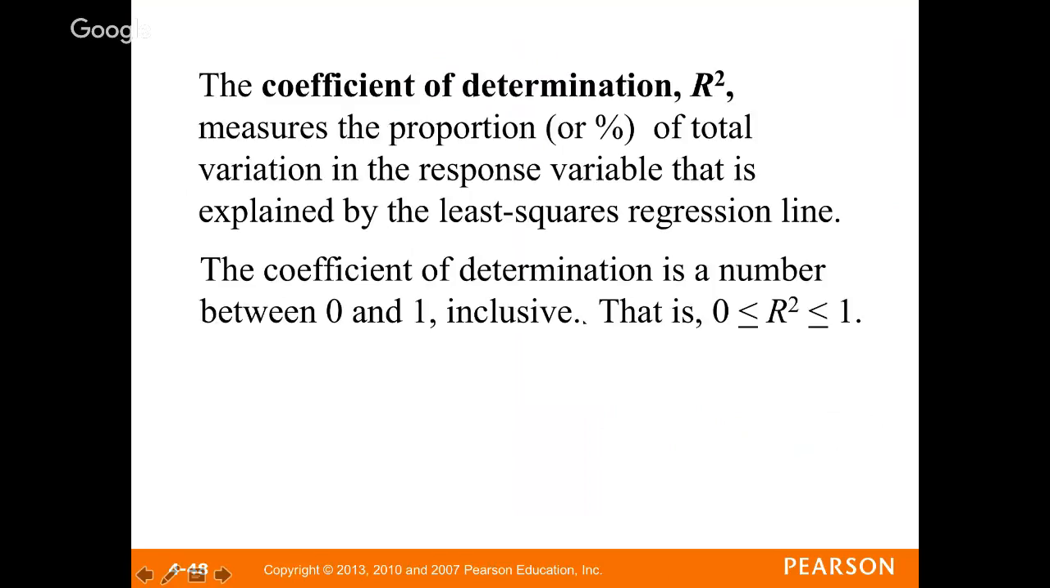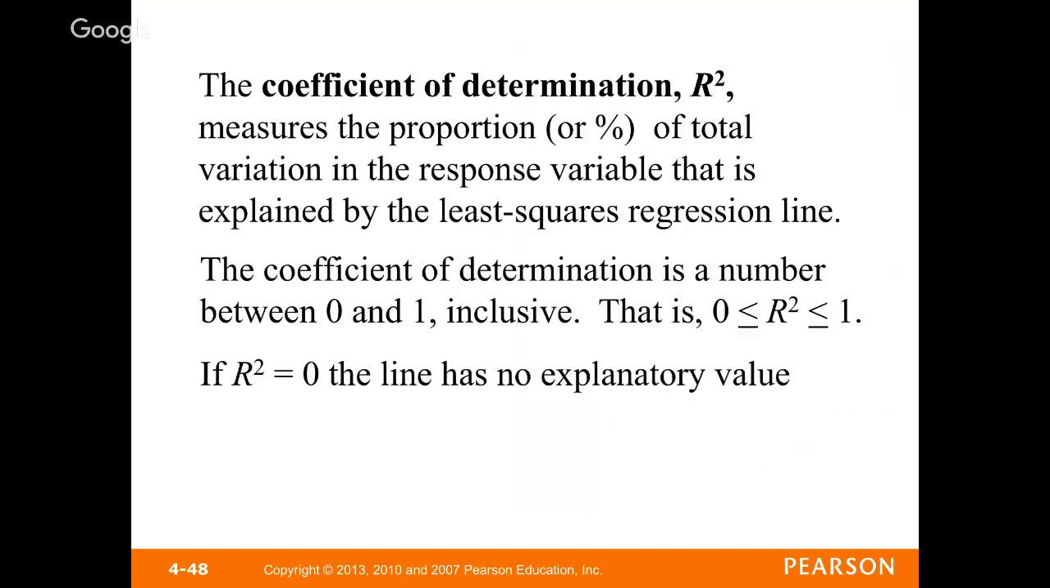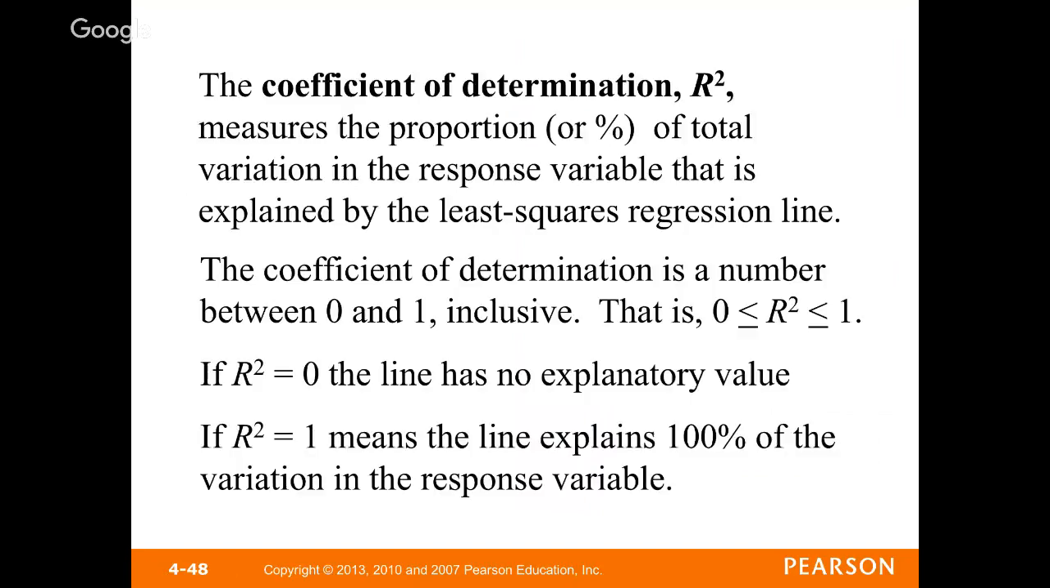Just to hit this home a little more, it's from 0 to 1 inclusive. 0 would be no relation, 1 would be they're 100% related, so x completely predicts y. You see that here. If R squared equals 0, there's no explanatory value from this line. That means x does not explain y at all. If R squared equals 1, that means 100% of what's happening to y, the variation in y, is explained by x.